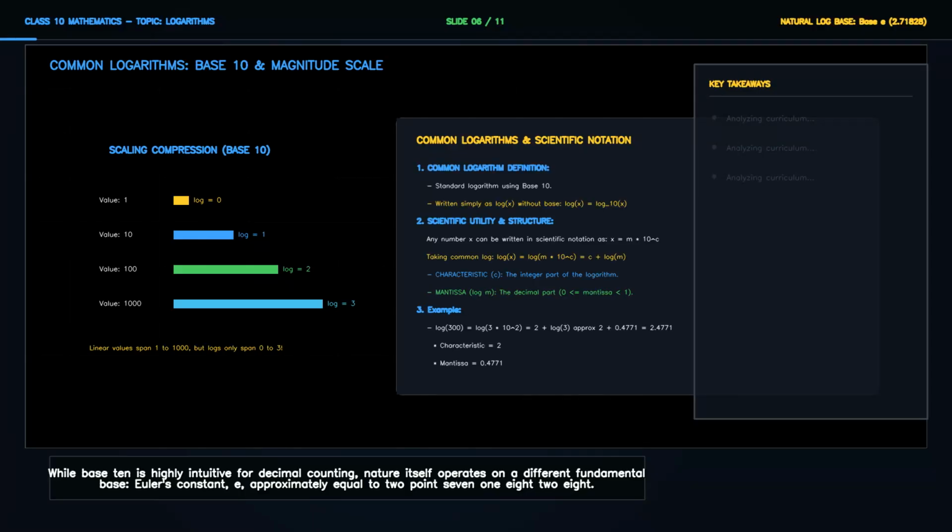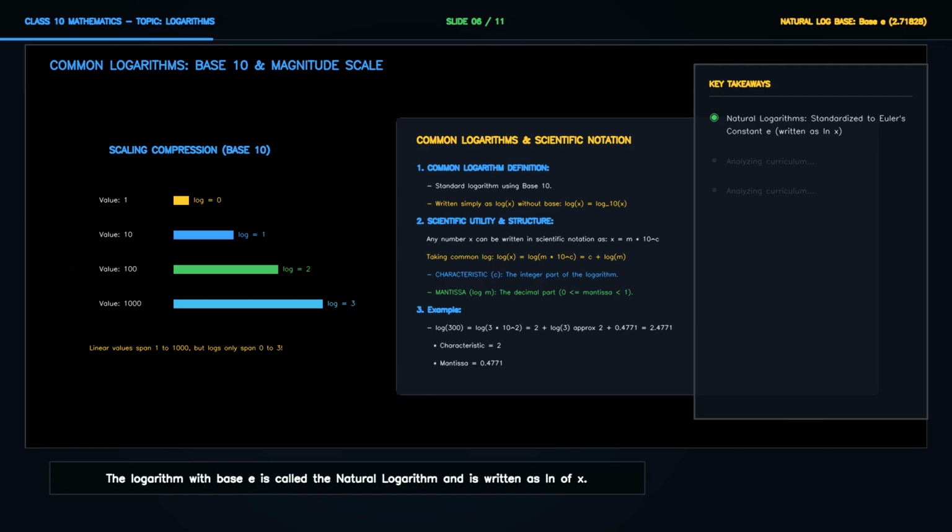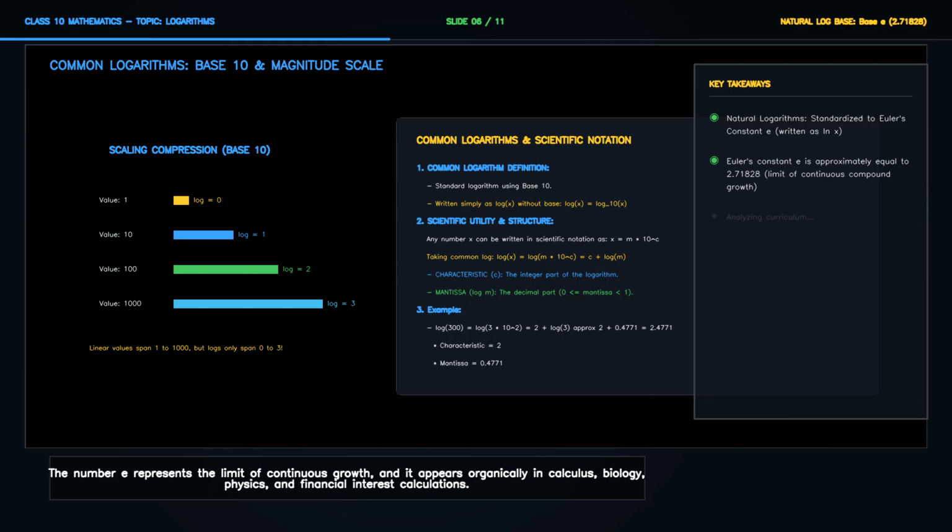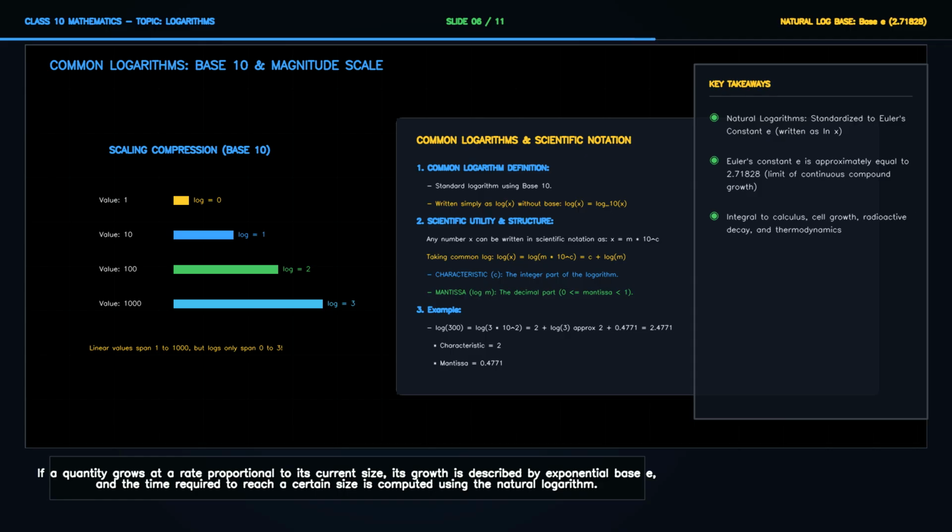While base 10 is highly intuitive for decimal counting, nature itself operates on a different fundamental base, Euler's constant, e, approximately equal to 2.71828. The logarithm with base e is called the natural logarithm and is written as ln of x. The number e represents the limit of continuous growth, and it appears organically in calculus, biology, physics, and financial interest calculations. If a quantity grows at a rate proportional to its current size, its growth is described by exponential base e, and the time required to reach a certain size is computed using the natural logarithm.